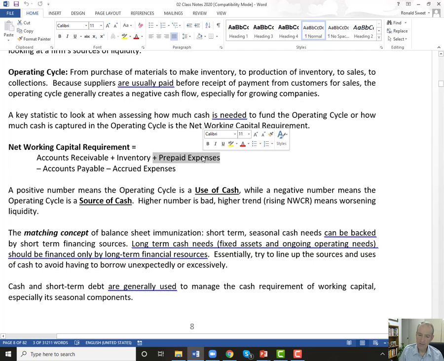Prepaid expenses. So maybe you're a retail company and you have to pay rent on the place where you're selling your stuff. Well, that's part of your operating cycle. You have to have that place to be able to sell. So that's a prepaid expense. All right. Then you have accounts payable. That's how you pay your vendors.